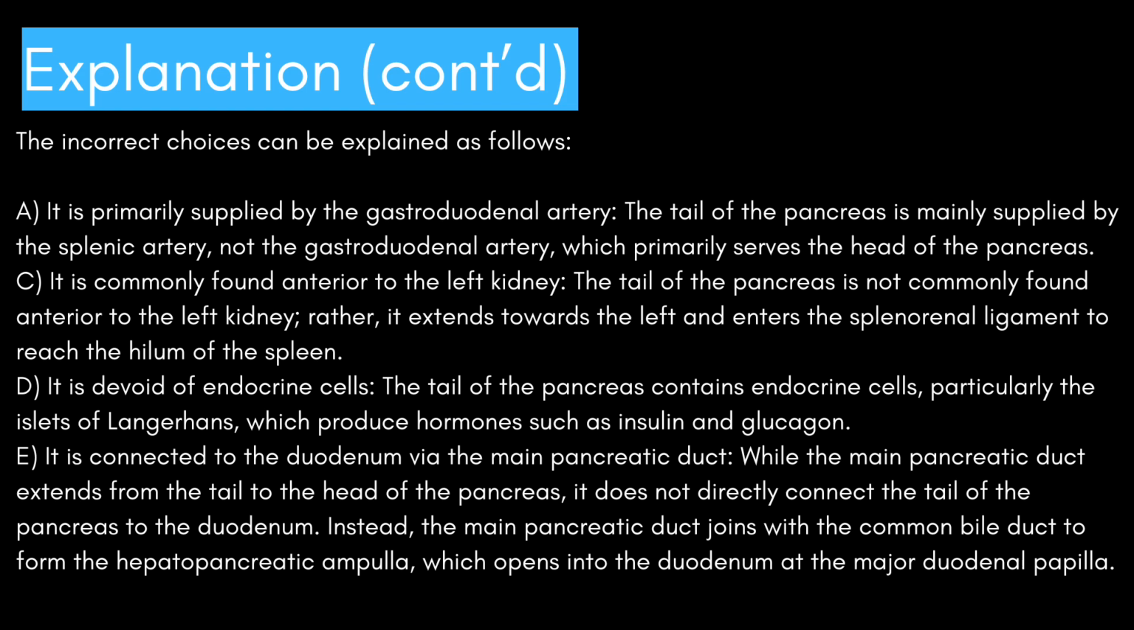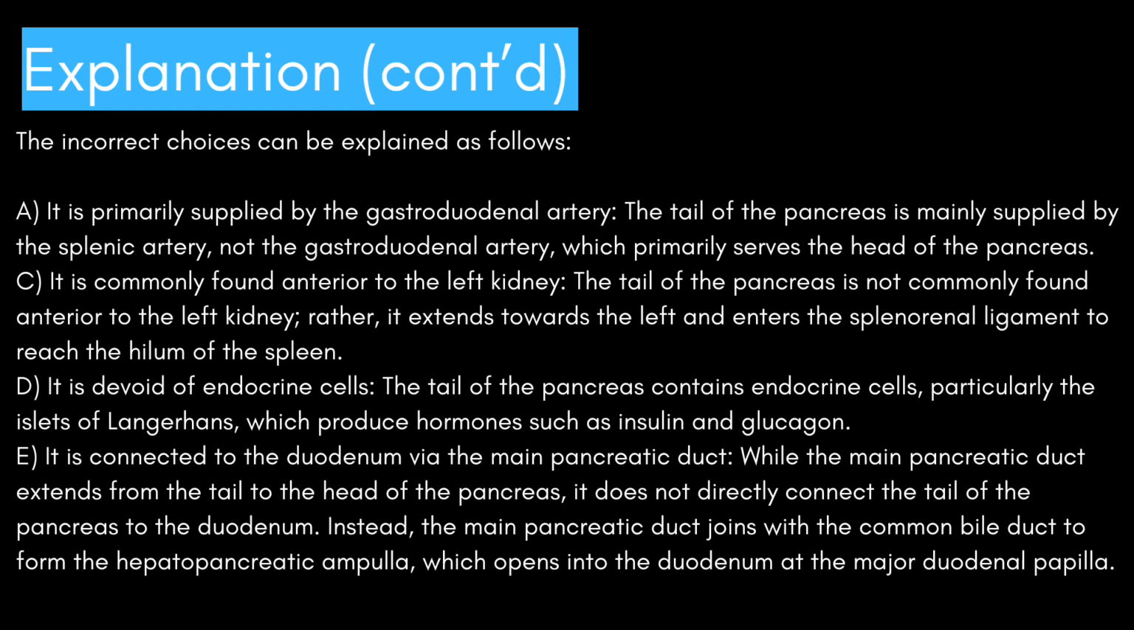The incorrect choices can be explained as follows. A. It is primarily supplied by the gastroduodenal artery. The tail of the pancreas is mainly supplied by the splenic artery, not the gastroduodenal artery, which primarily serves the head of the pancreas.